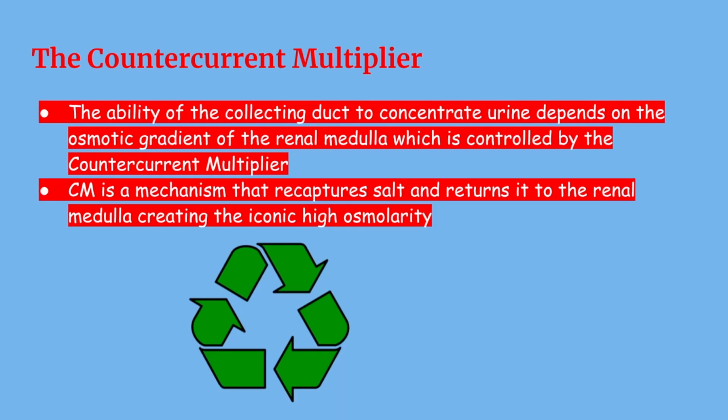Alright, so we just wrapped up our conversation about the control of water loss from the Thinkpad. Now let's talk about the Countercurrent Multiplier. Well, the ability of the collecting duct to concentrate urine depends on the osmotic gradient of the renal medulla, as we talked about before, which is controlled by the Countercurrent Multiplier. So what is the Countercurrent Multiplier? Well, it is a mechanism that recaptures salts and returns it to the renal medulla, creating the iconic high osmolarity.